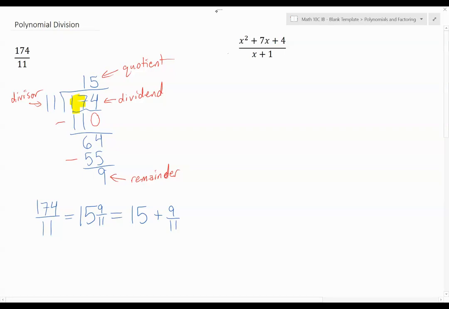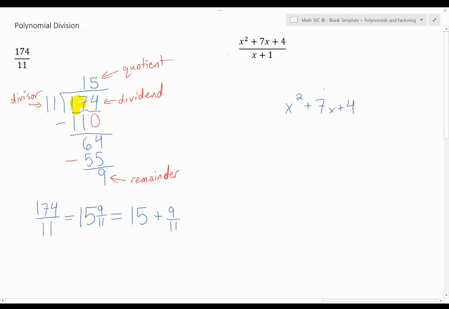So I'm going to express this in a very similar way for the division: my dividend, x squared plus 7x plus 4, divided by the divisor of x plus 1.